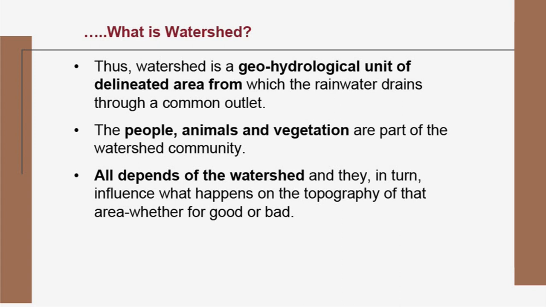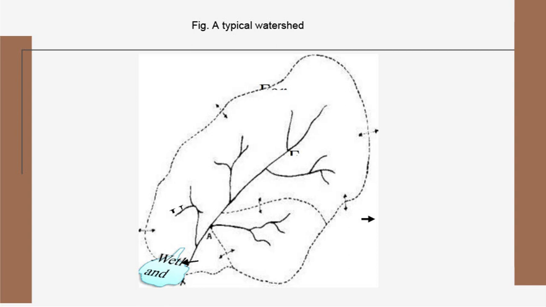The people, animals and vegetation are part of the watershed community. All depend on the watershed and they in turn influence what happens on the topography of that area, whether for good or bad. Means for the whole watershed area, if efficiency is good, then all the plants, all the life, all the people will be happy, otherwise not. See, this is what I was saying about your fingers. So you can see there may be different tributaries, very, very small tributaries bringing water to a common point. See, in the central place, water is flowing and at the end, the water is collected at this blue place. So this is actually a watershed and it can be a few hectares to millions of hectares.